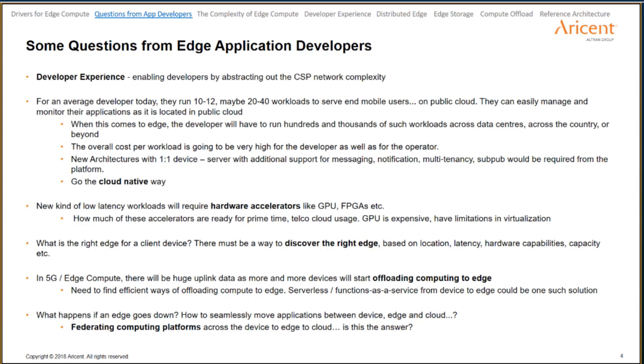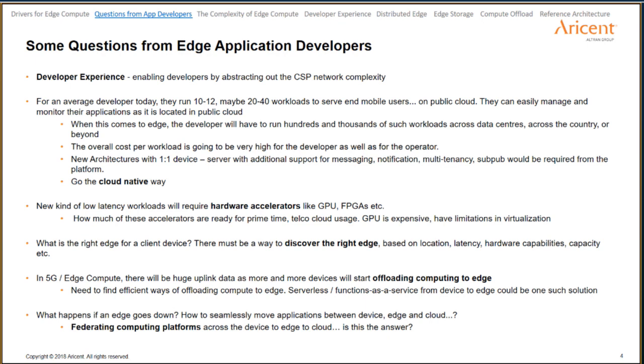Then if you look at the kind of applications that require low latency, whether they are AI workloads or say face recognition or something similar, or object recognition, or you're doing some kind of speech translation, this may require hardware accelerators like GPUs. They are power hungry. They have a huge envelope of power requirements. They again push the edge compute cost significantly up, and that passes on to the developer anyway. So how much of these accelerators are ready for prime time?